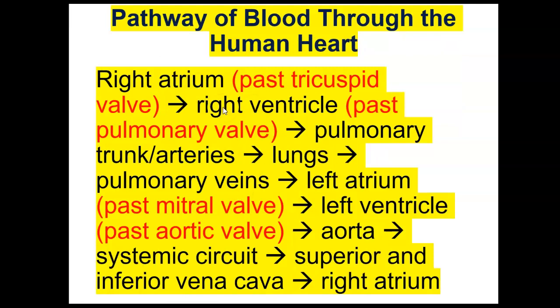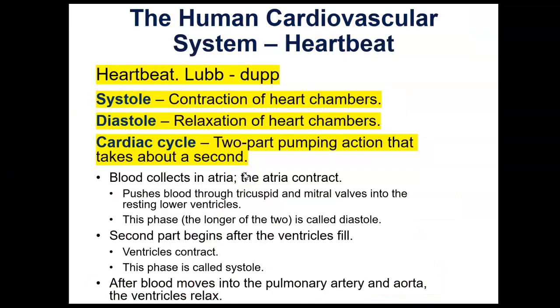But it's right atrium, right ventricle, past the pulmonary valve to the pulmonary trunk and arteries, to the lungs, back to the heart through the pulmonary veins, into the left atrium of the heart, past the mitral valve or bicuspid valve, into the left ventricle, past the aortic valve to the aorta, to the systemic circuit, and then back to the heart through the superior and inferior vena cava into the right atrium. And then this cycle just goes on and on.